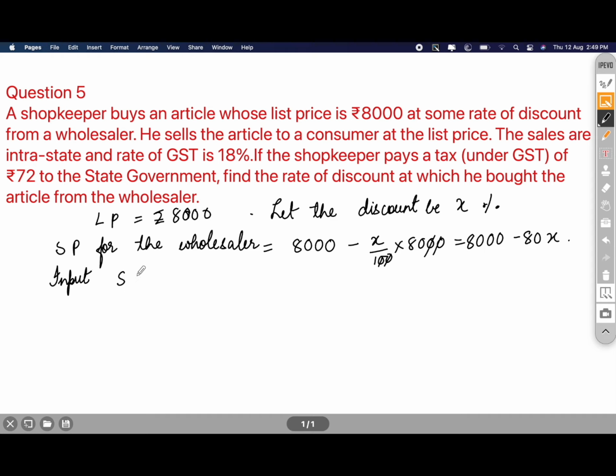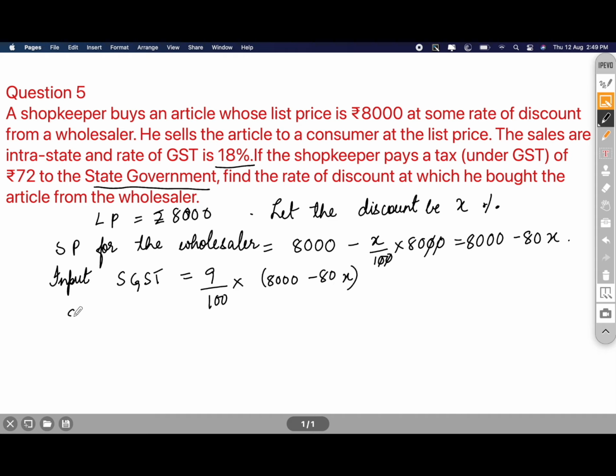Now input GST. Here you can see we are only concerned about the tax received by the state government. So input GST equals, you can see here 18% means SGST will have a rate of 9% of 8,000 minus 80x.